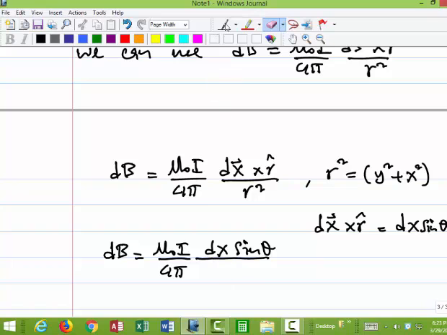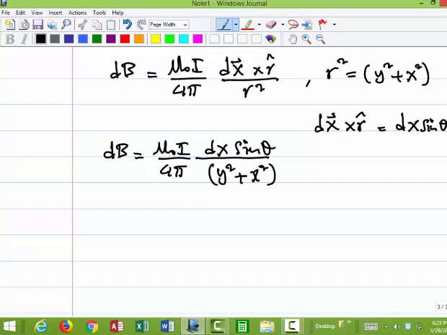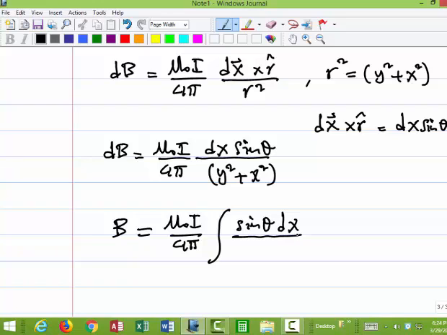And then if you like, let's do the integral right away. We can say that the integral of dB is B, and so this will be mu naught I divided by 4 pi, and then we shall do the integral of sine theta dx divided by y squared plus x squared. Okay, and then we're going from minus infinity to infinity.